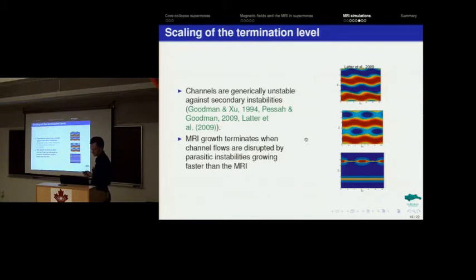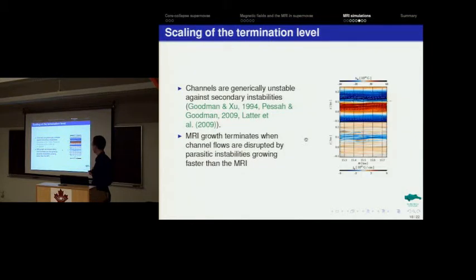And we found that the growth terminates when those instabilities grow to roughly the same amplitude as the MRI has grown, or, alternatively said, when they grow faster than the MRI.